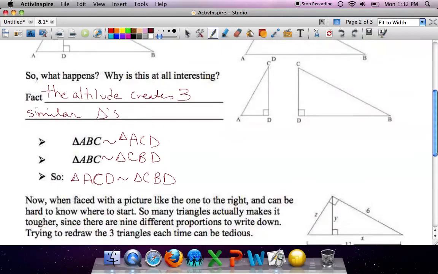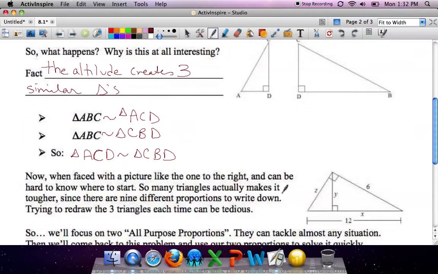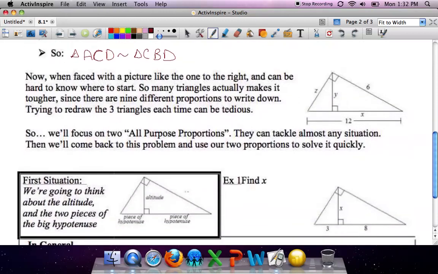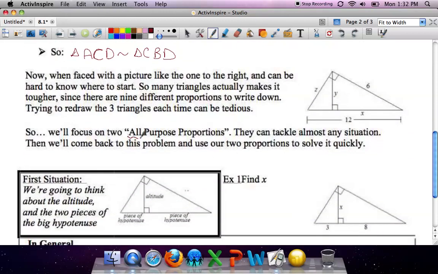So when faced with a picture like this one, it can be hard to know where to start. So many triangles actually make it tougher since there are 9 different proportions to write down. Trying to redraw 3 triangles each time can be tedious. So we'll focus on some of these all-purpose proportions. And honestly, we don't have to memorize the all-purpose proportions. I'm going to give us a sheet that we can always refer to, so you don't have to memorize them. But let's see if we can figure this out. The first one.